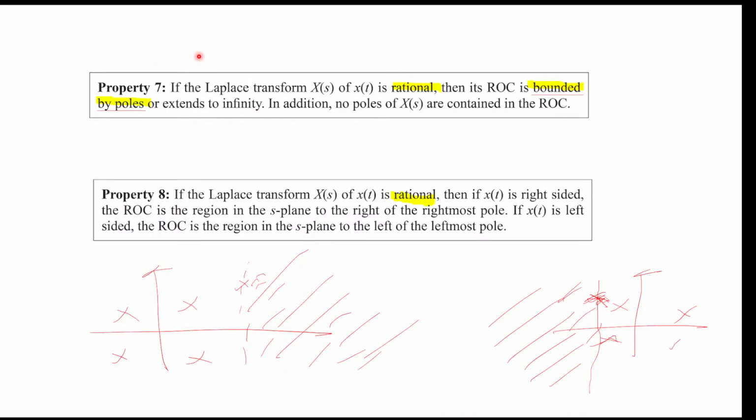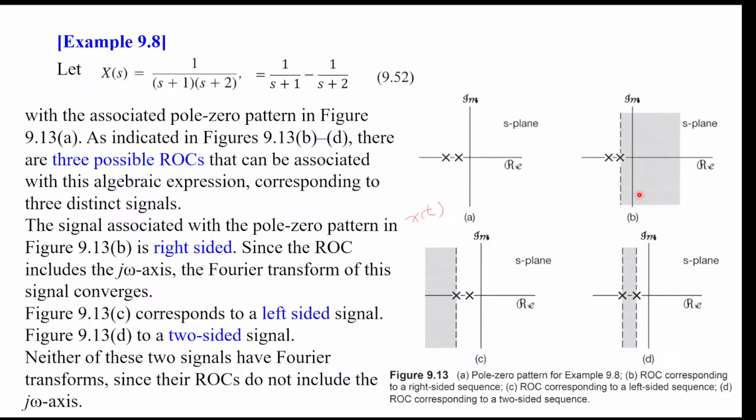And we know it's a rational function. So from property 7, we know that there are only 3 possible ROCs that we can have for this big X of s. The ROC should be a strip bounded by the poles, and there are 2 poles, so there are 3 possible ROCs. You can have an ROC that's from the rightmost pole to right infinity, or an ROC in between those 2 poles, or an ROC to the left of the leftmost pole.